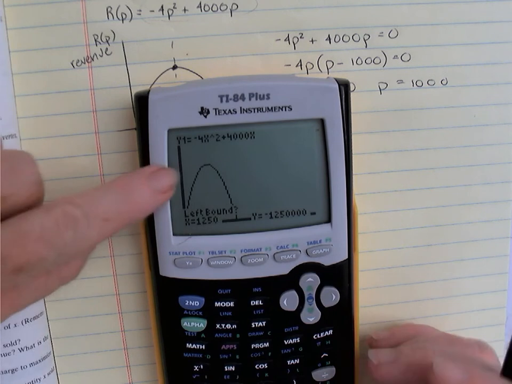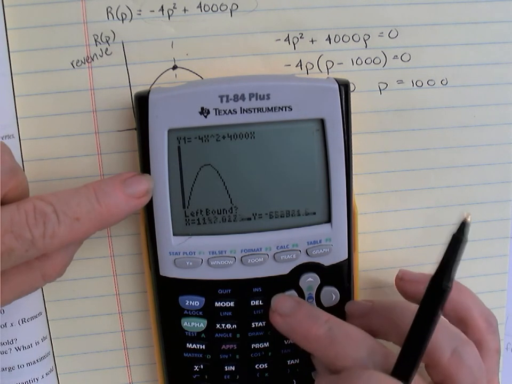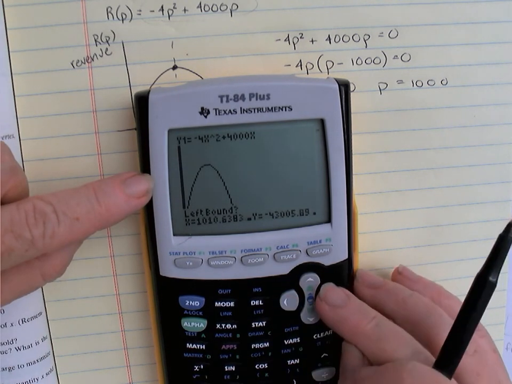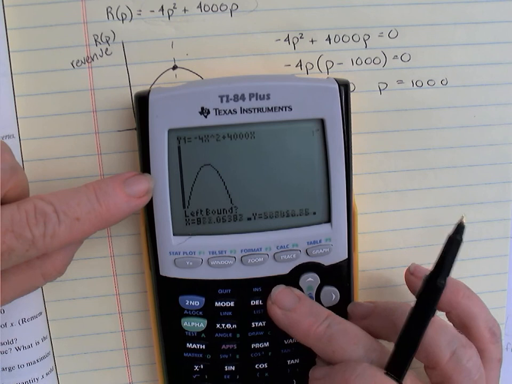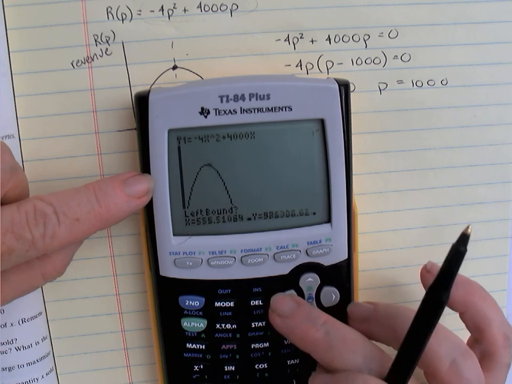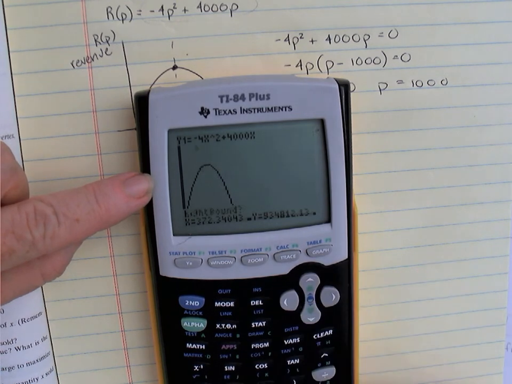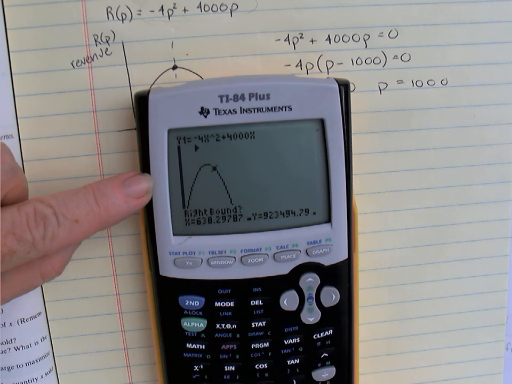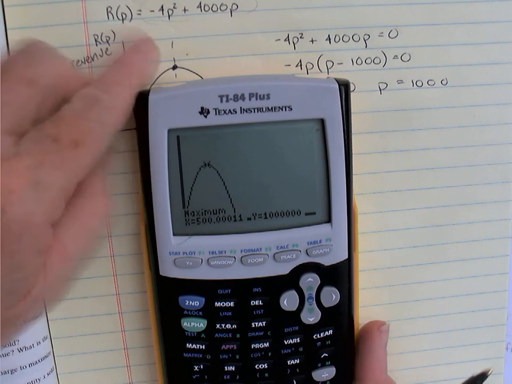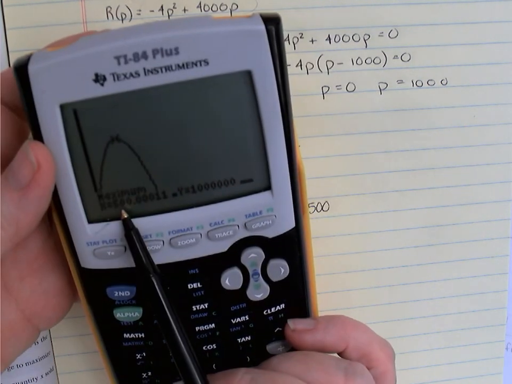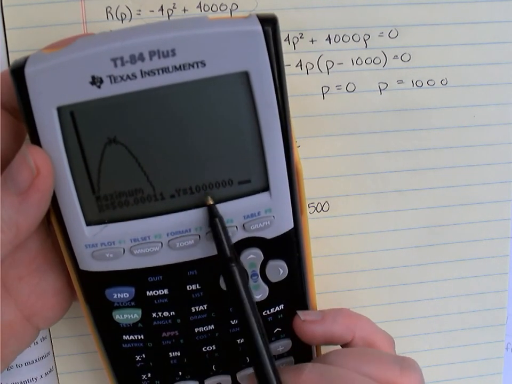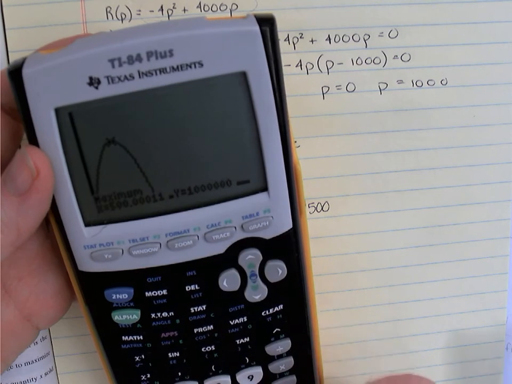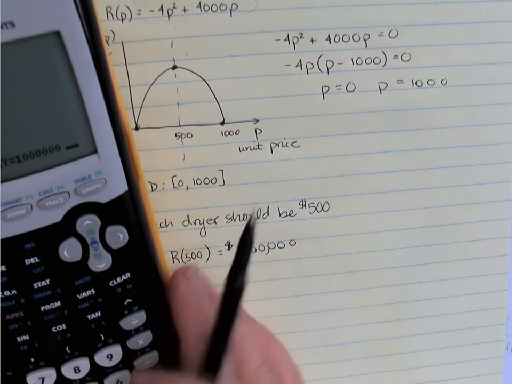So now I'm going to go second calc, maximum, and it asks for a left bound. So what I need to do is move my cursor a little bit to the left of that hump. And then I'm going to press enter. It asks for a right bound, so I'm going to move my cursor a little bit to the right. Guess, just always press enter. And my calculator then gives me 500 as the x coordinate, and again, 1,000,000 for my y value. So that's how I could sort of avoid all algebra and use my calculator.